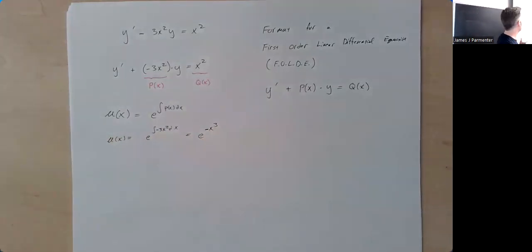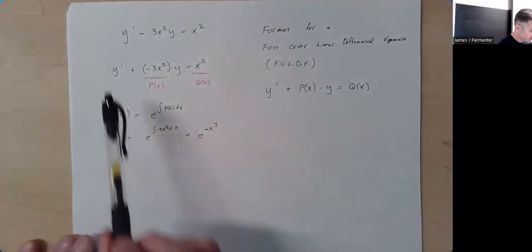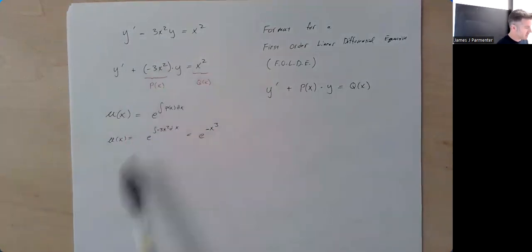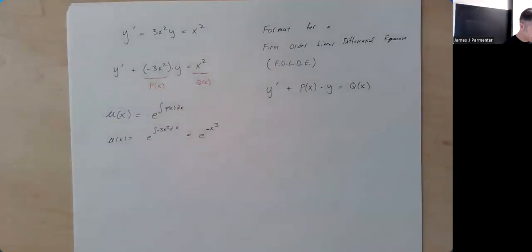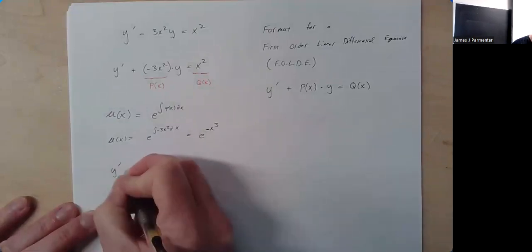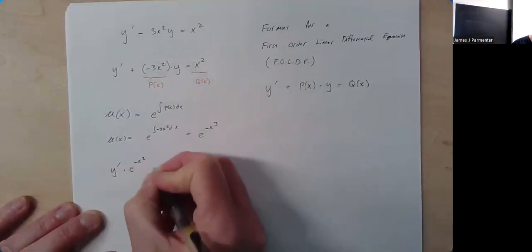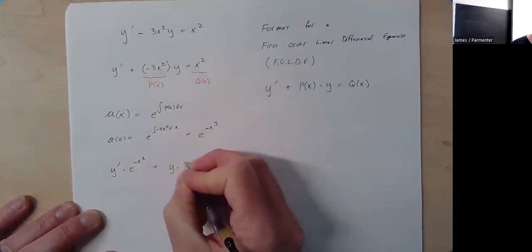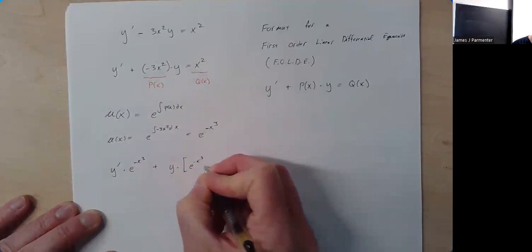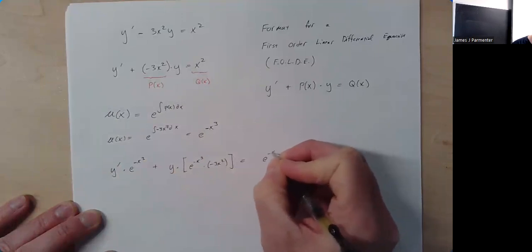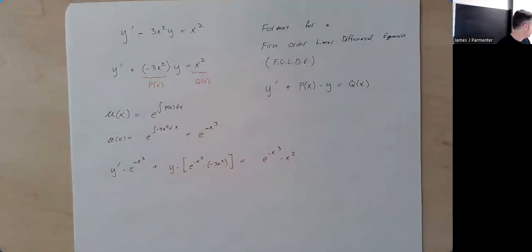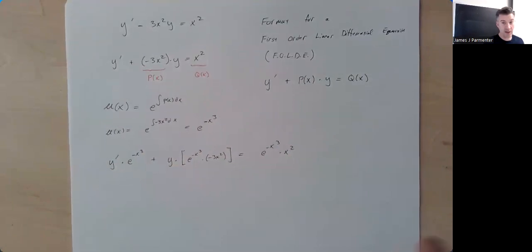So then the idea is we're going to multiply both sides of this equation, or really each of the three pieces, by this integrating factor. I'm going to write this as y prime times e to the negative x cubed plus y times e to the negative x cubed times negative 3x squared is equal to e to the negative x cubed times x squared. So I've just multiplied everything by mu of x. And now here's the reason why we did this. And it's going to work this way every single time.